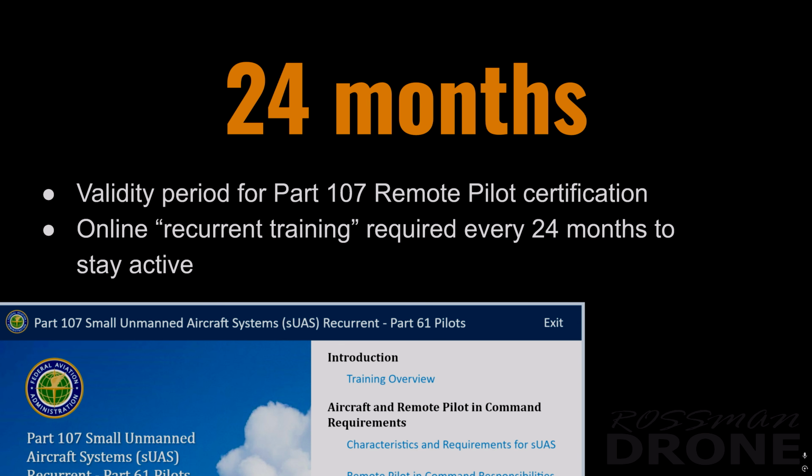24 months is the validity period for the Part 107 remote pilot certification. So if you do pass your Part 107 exam and you get certified, you must complete what is called a recurrent training every 24 months to stay active. This is important because if you fail to do this, your Part 107 certification status can lapse, and then you will no longer be active, and you'll have to pay the $175 to take the 107 exam again. So it's in your best interest to take that recurrent training within 24 months.